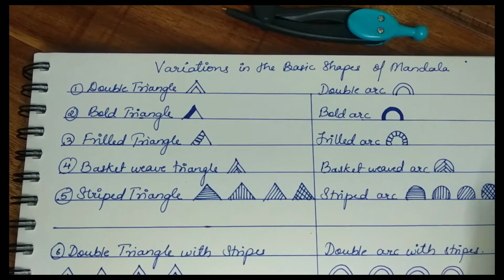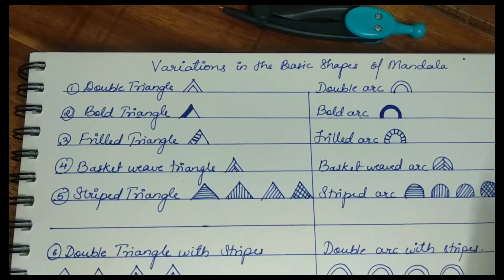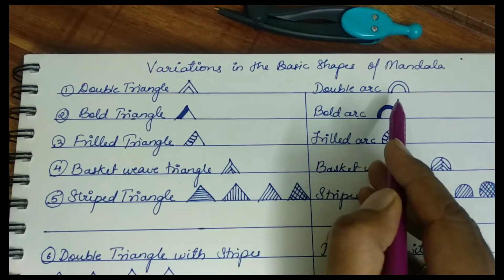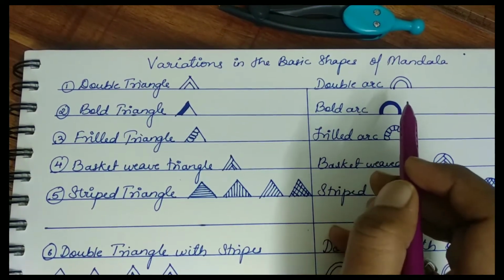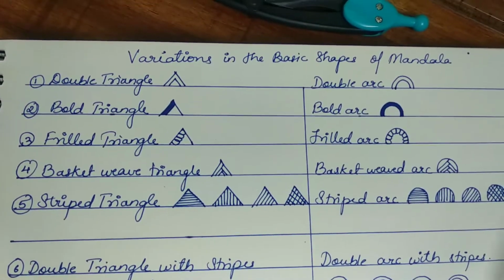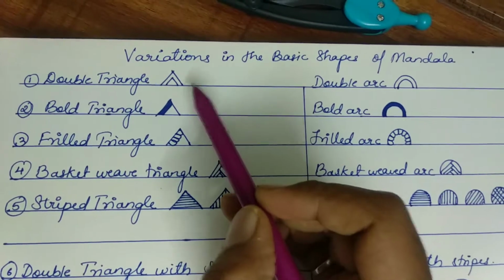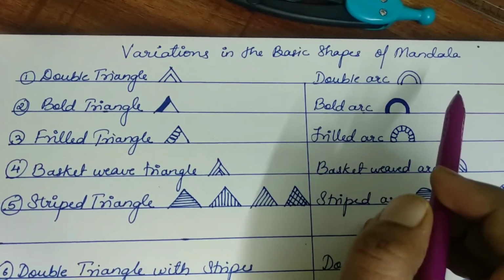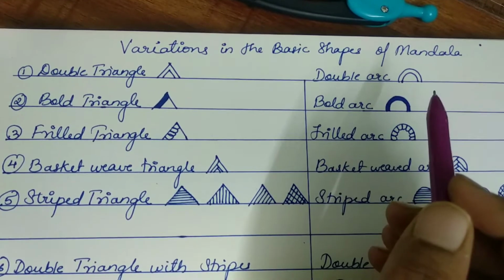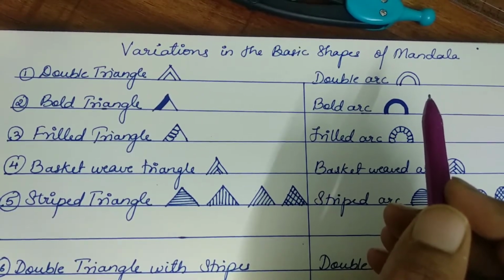Today we'll see the variations in the basic shapes of mandala. The two shapes that we're going to see today are the triangle and the arc. So let's get started and see the variations in those basic shapes. We'll be seeing the variations for triangle and arc simultaneously. I'll not be making two different videos because it will get too boring for you guys to watch.